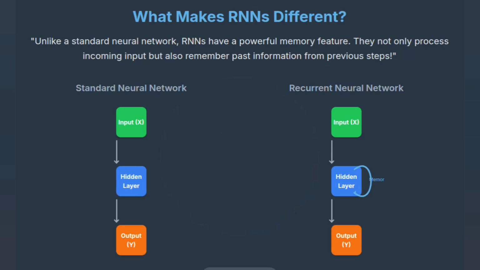Unlike standard networks that treat each input independently, RNNs possess a remarkable ability to remember information from previous steps in the sequence. This memory allows them to understand context and relationships within the data over time.